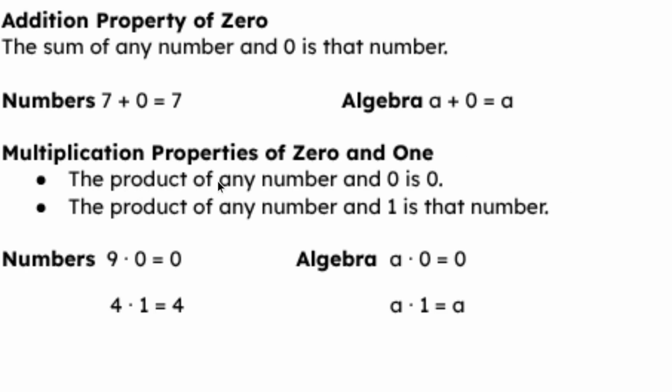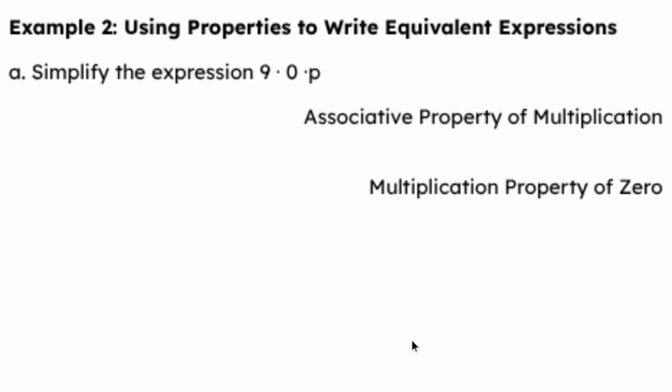And then we also have multiplication properties of 0 and also 1. So the product of any number and 0 is 0. So 9 times 0 is 0. Any number you can think of times 0 is equal to 0. No matter what number you can think of, it's going to equal 0. And the product of any number and 1 is also that number. So 4 times 1 is equal to 4. Any number you can think of times 1 is equal to that number.